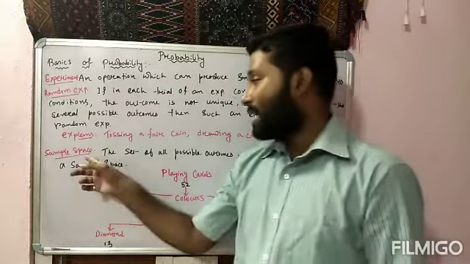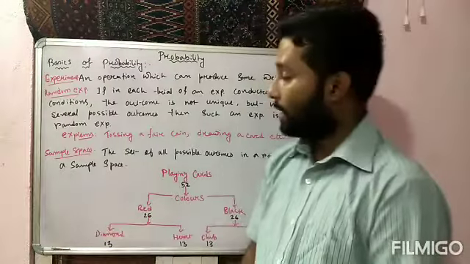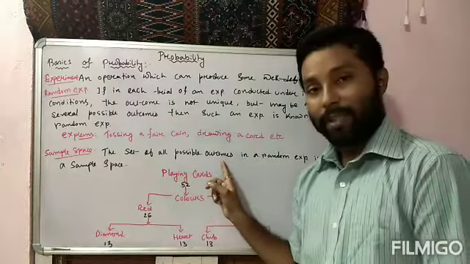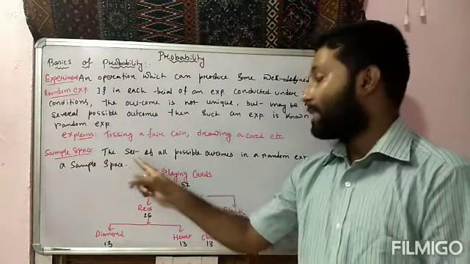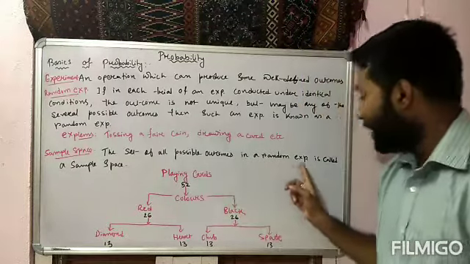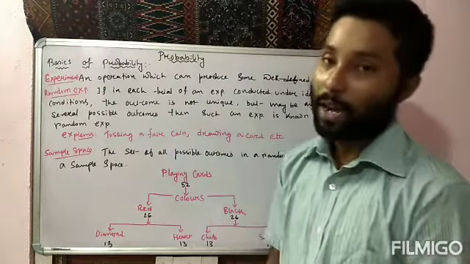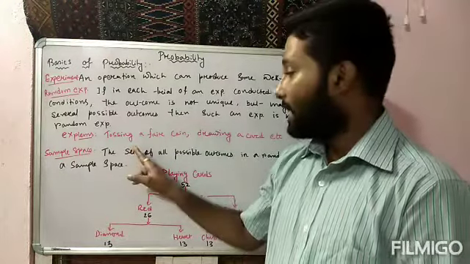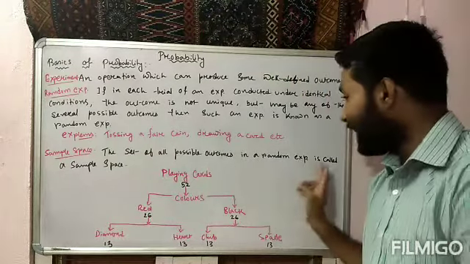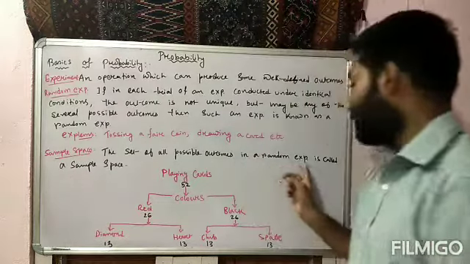Next will come the definition of sample space. What do you mean by sample space? The set of all possible outcomes. Outcomes means the result. The set of all possible outcomes in a random experiment is called a sample space. So what do you mean by sample space? The set of all possible outcomes in a random experiment is called a sample space.